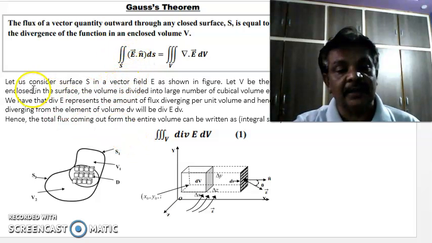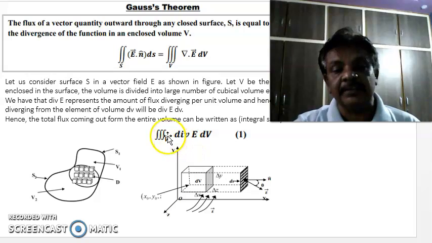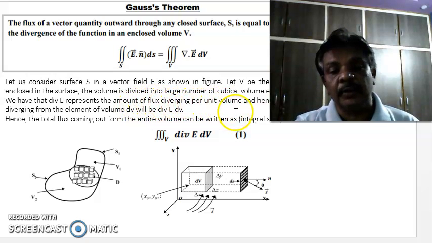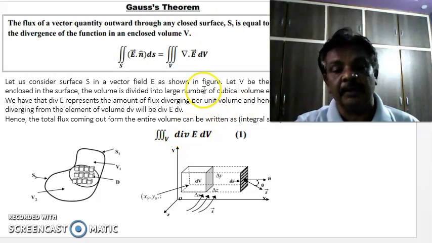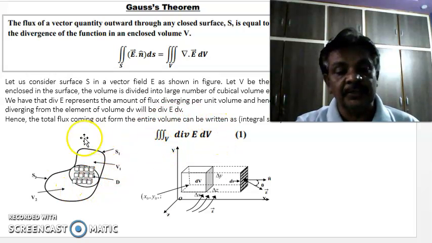And now we can write that from the definition of divergence of a vector field, the amount of flux diverging per unit volume is always given by del dot E bar. So del dot E bar is nothing but the flux diverge from unit volume. The flux diverge from dV volume is equal to del dot E bar into dV. The flux diverge from total entire volume V is equal to volume integral del dot E bar into dV. So this is called the flux diverge from total volume V.